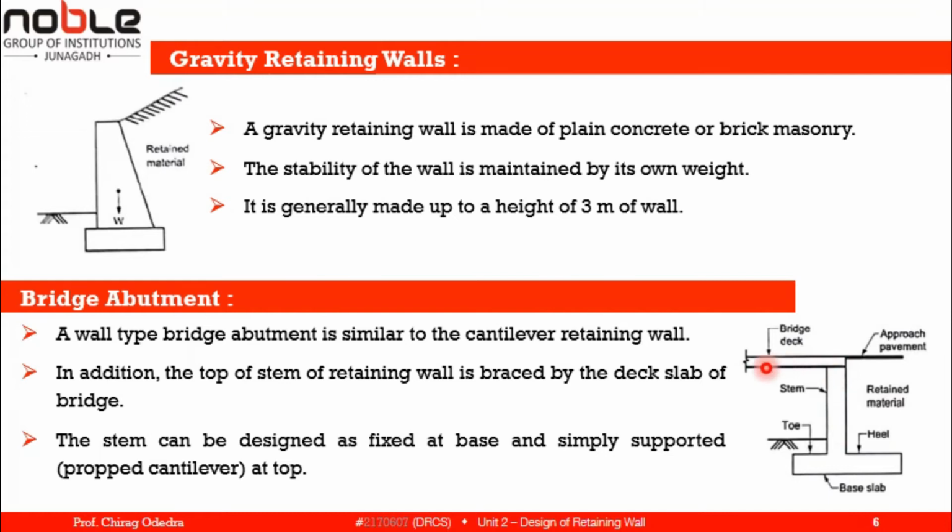But here the bridge deck is there, so it is braced by the bridge deck. The only difference is that the stem can be designed as fixed at the base and simply supported at the top. That means here the stem is fixed, and here it is simply supported. So it can be designed as a propped cantilever beam. Like in a cantilever retaining wall we have to design it as a cantilever beam, here it can be designed as a propped cantilever beam, one end fixed and the other end simply supported.